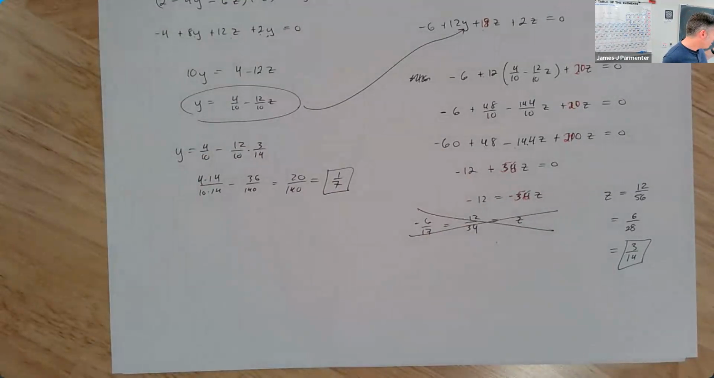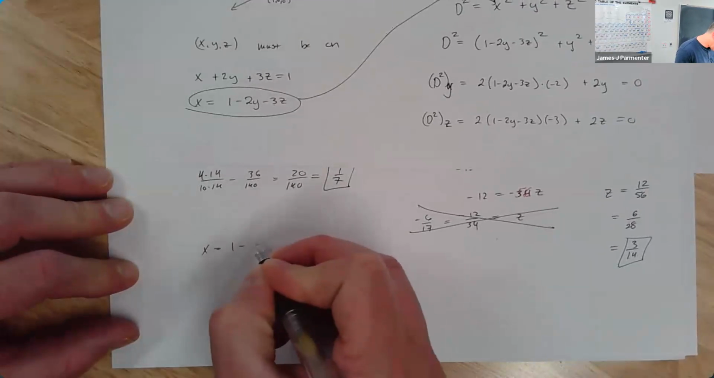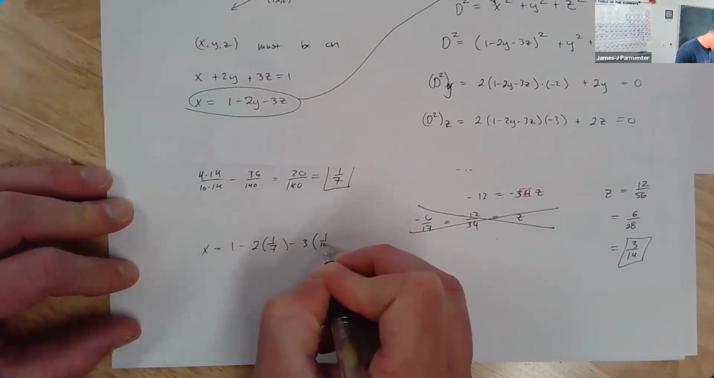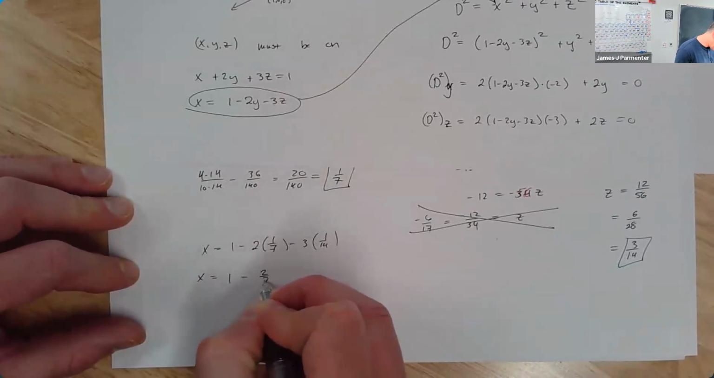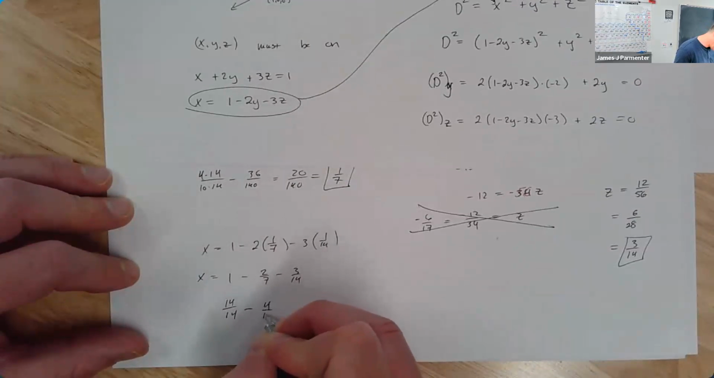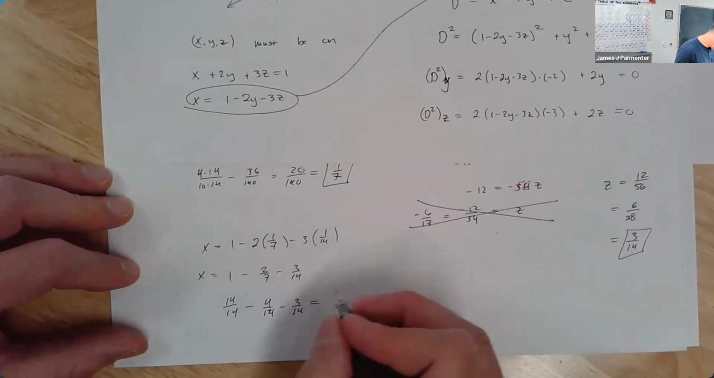No, we're not done. They want us to find the point. So we still have to find the x coordinates. We're going to go back and say, well, at least x isn't too terrible. X is 1 minus 2 times y minus 3 times z. Okay, that's reasonable. You get 1 minus 2 sevenths minus 3 14ths. That's 14 14ths minus 4 14ths minus 3 14ths, which is going to be 7 14ths.